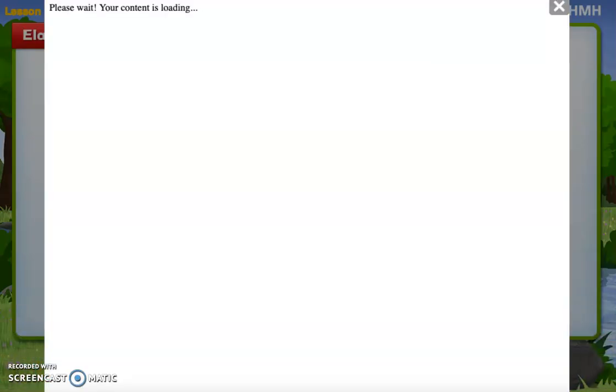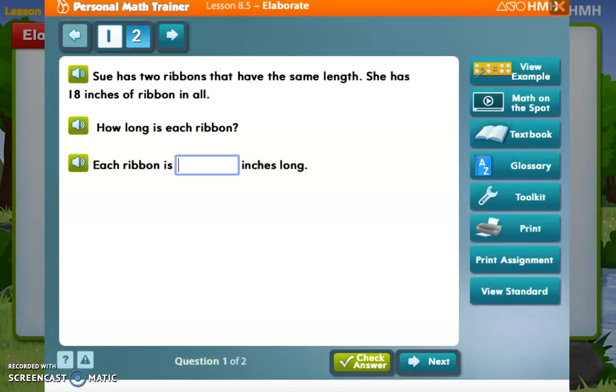Okay, so now we're going to do some practice. And the first problem says Sue has 2 ribbons that have the same length. She has 18 inches of ribbon in all. How long is each ribbon? So this is actually, if you know your doubles facts, this could be pretty easy. So what number added to itself could equal 18? And so when you think of a doubles fact like that, you might think of 9, right? Because 9 plus 9 equals 18.